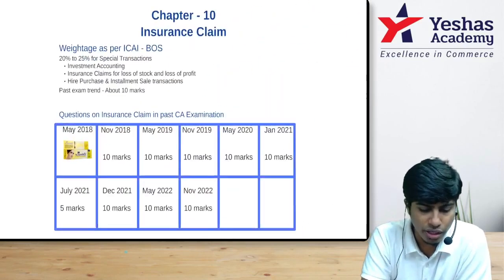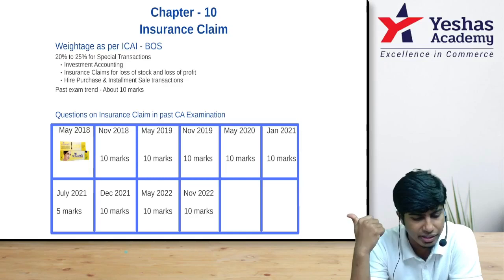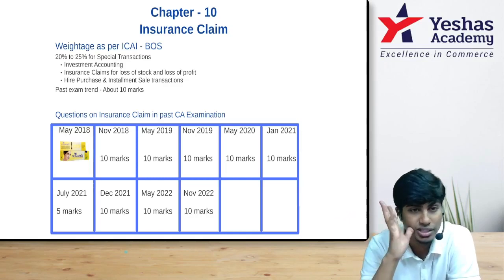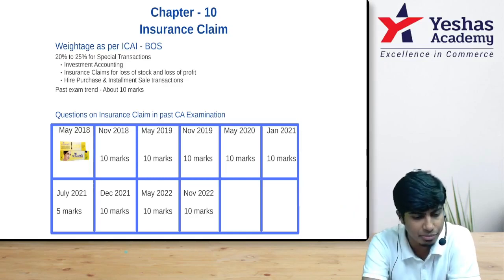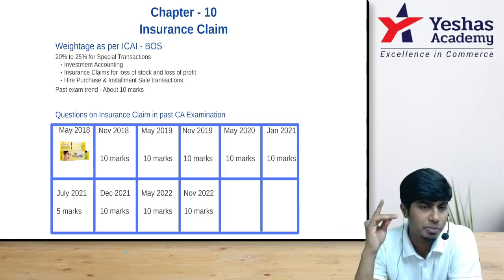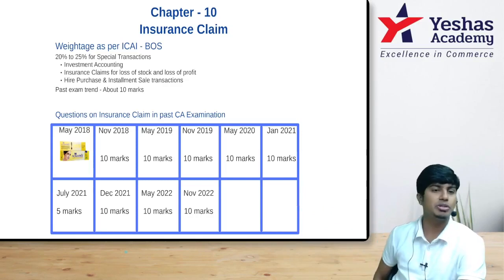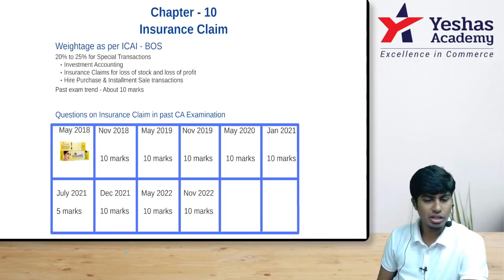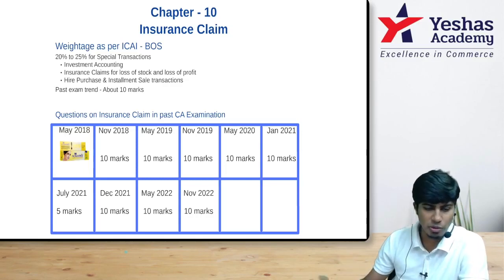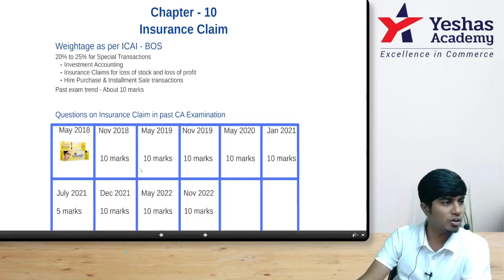Looking at the weightage of the chapter in the past, this chapter has come for 10, 10, 10, 10, 10 marks, from November 18 to November 22. That is 10 marks in each attempt. I have updated till the recent attempt. Weightage is 20 to 25% from insurance claim, investment, and hire purchase, three chapters together. But in every attempt, insurance claim alone has come for 10 marks. That 20 to 25% is very shaky and might not be followed sometimes. So don't believe in a fixed percentage for 2025, but believe this pattern of questions that has come.